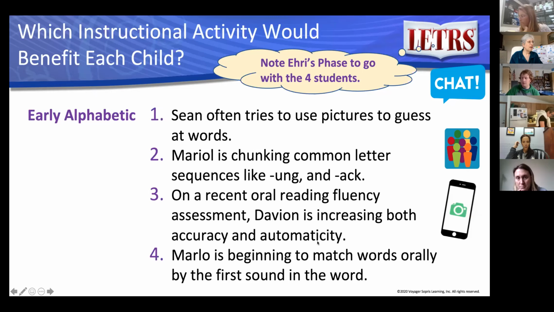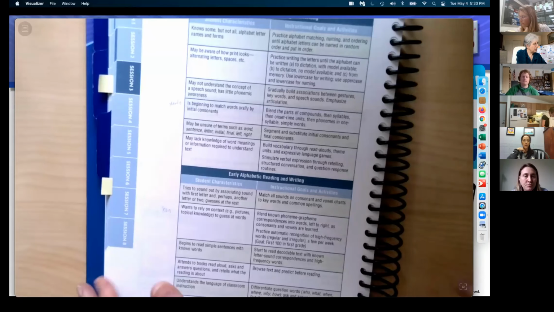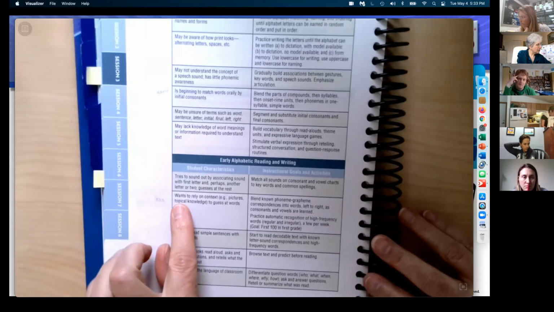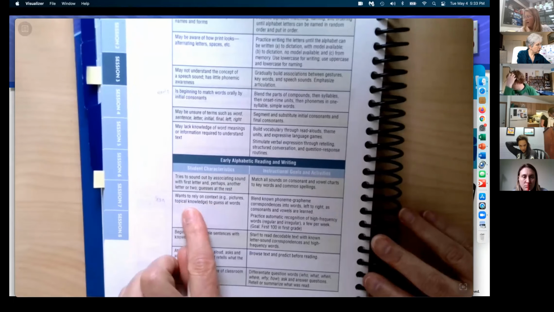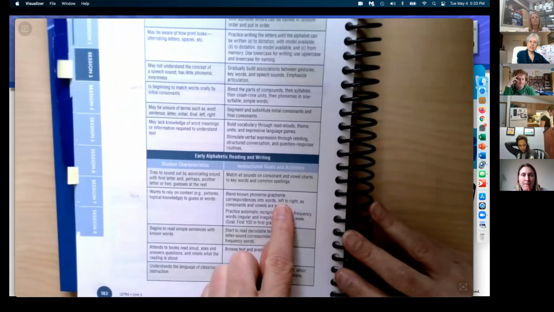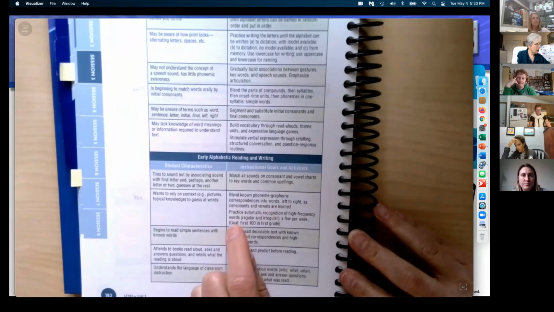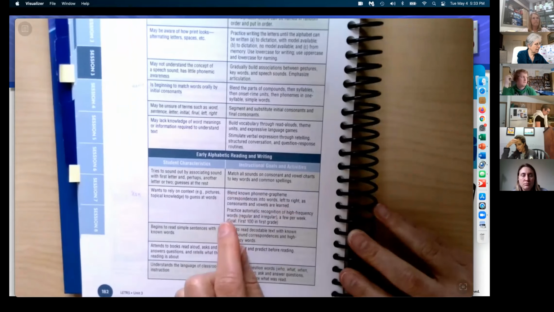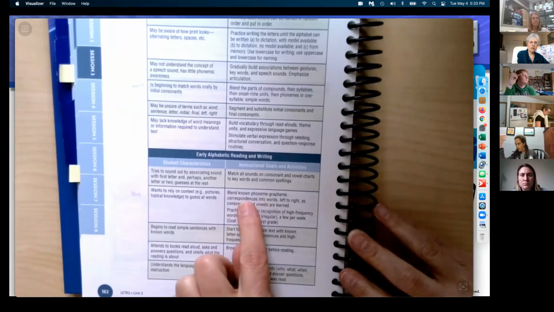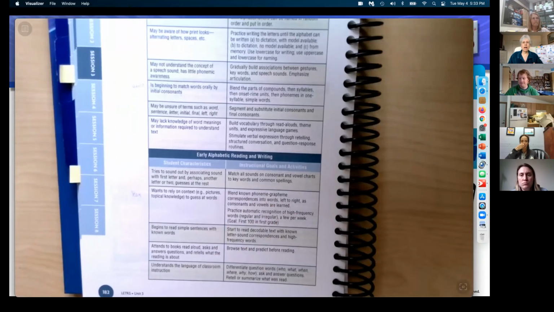Okay. So this is that idea that, if we're saying that Sean wants to rely on context, pictures, and topical knowledge to guess at words, then it's giving you some suggestions that we could start blending known phoneme-grapheme correspondences, going through that process of taking the known and organizing and building that construction of a word so that they can start building that goal of getting more words in that visual word form area.